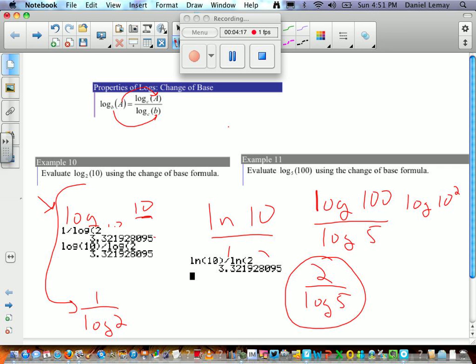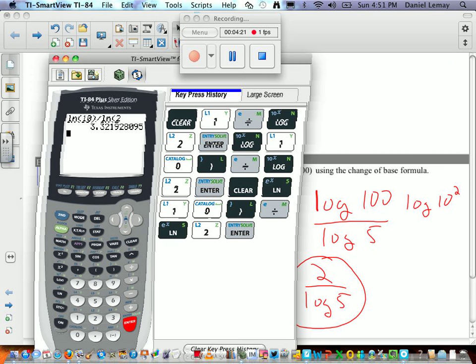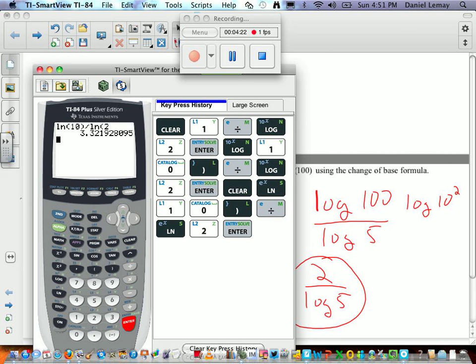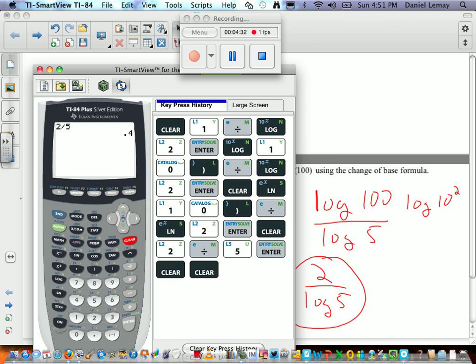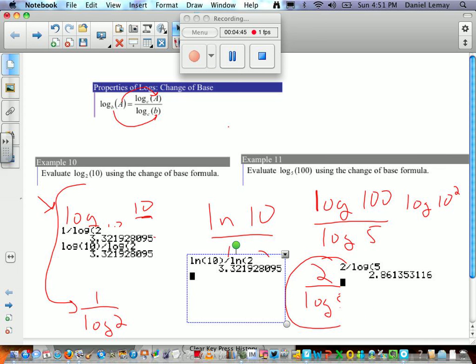So that's an exact answer. If we had to find a decimal approximation, we can just type in 2 divided by log 5. Whoops, sorry about that. Let's see, 2 divided by log 5. And that would be the answer to that question, which if you look in the book, I'm sure you'll see that's the same answer they had. Okay, so that's change of base formula. Hope that helps.